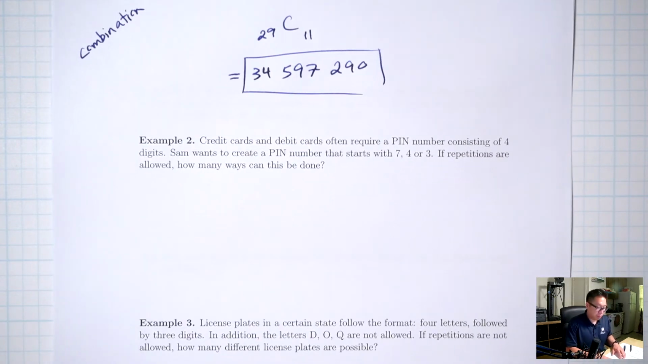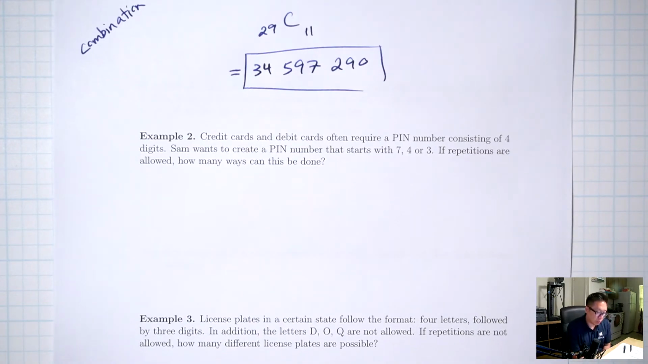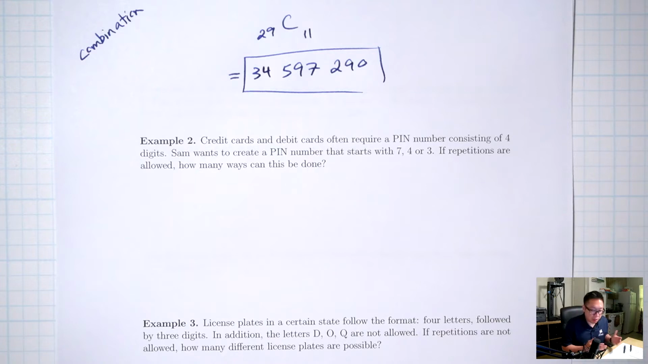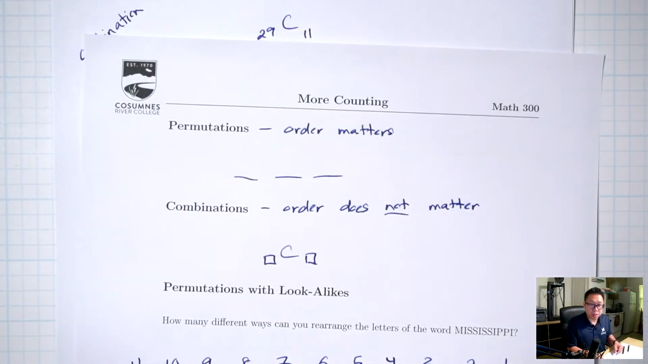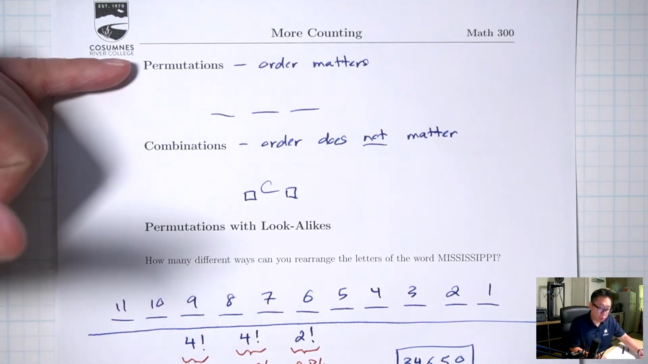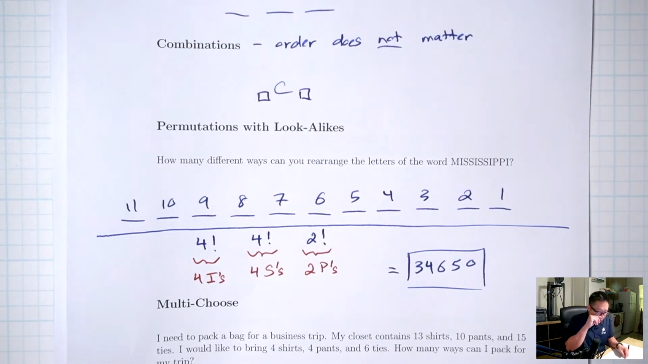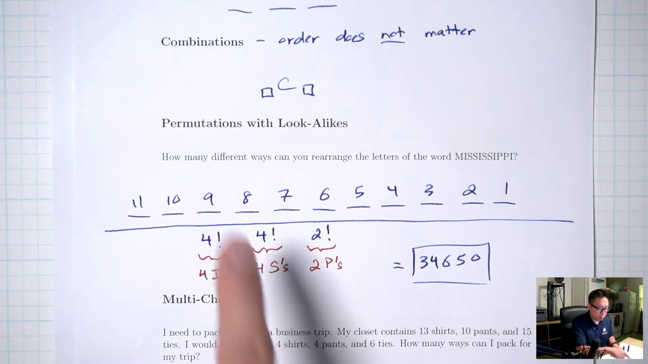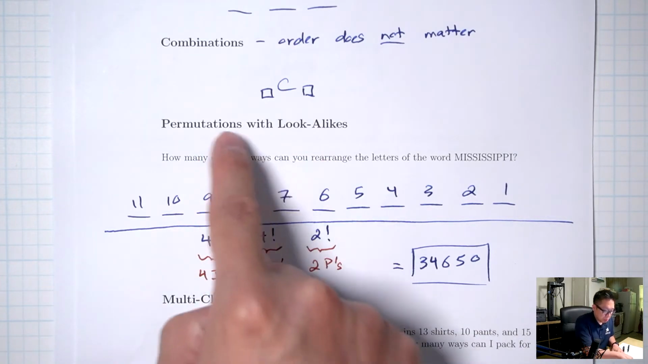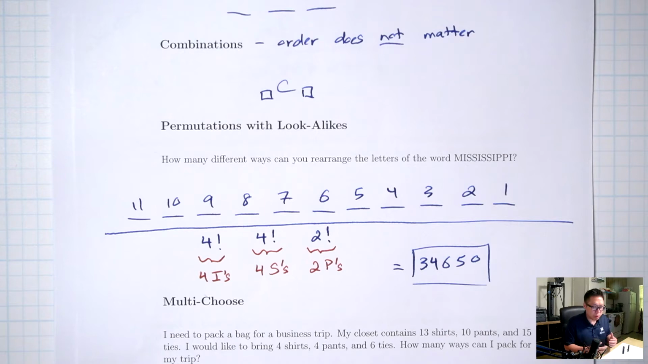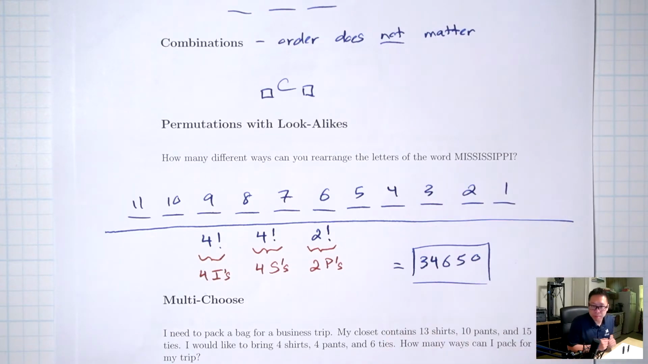All right, example 2. Credit cards and debit cards often require a PIN number consisting of 4 digits. So right off the bat, a PIN number is similar to a password, similar to license plates. So definitely the order is going to matter here. The two situations where the order does matter are regular permutations, or permutations with lookalikes. Now, the advice I have here is that the only situation where it's a permutation with lookalikes is pretty much this situation here, where you're rearranging a word.